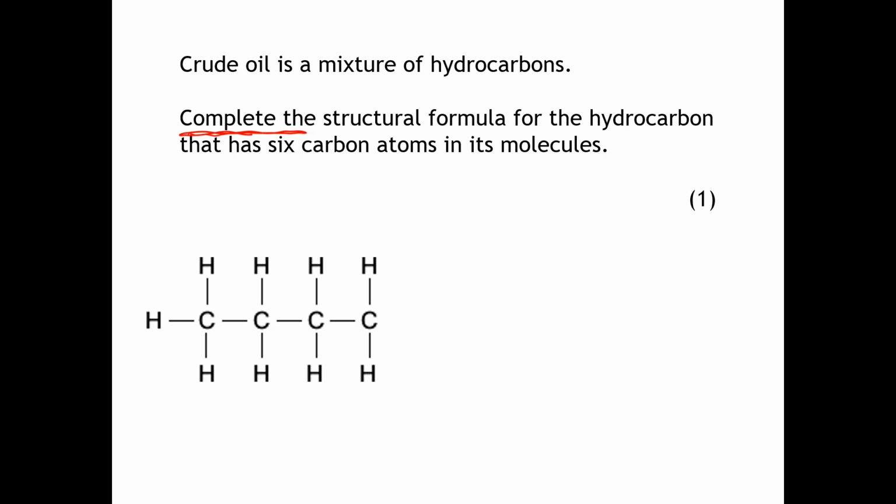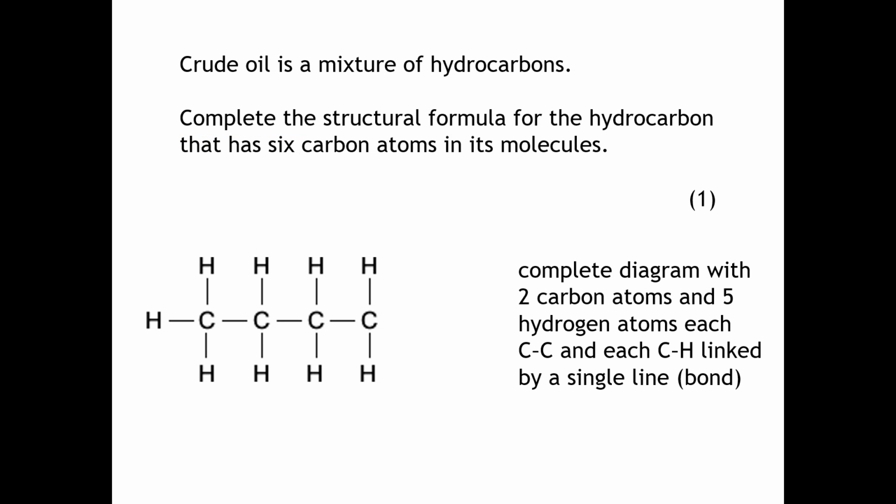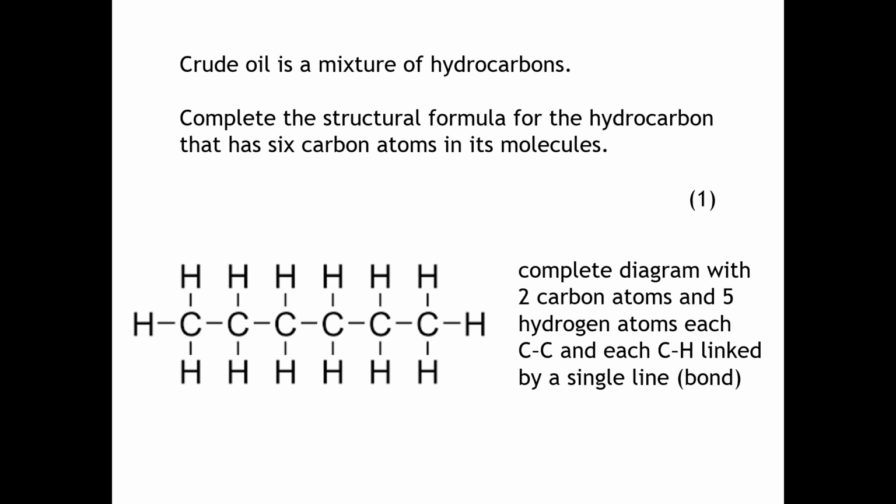Right, great. So here's the mark scheme. Complete diagram with 2 carbon atoms and 5 hydrogen atoms, each C bond C and each C bond H linked by a single line or a bond. That's quite a complex mark scheme. Here's what it should look like.